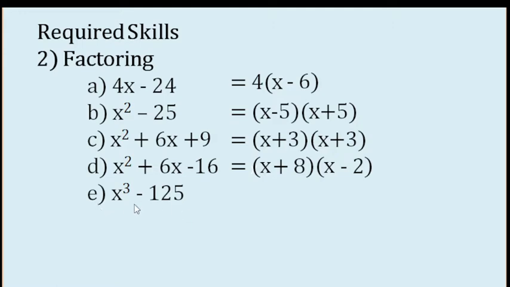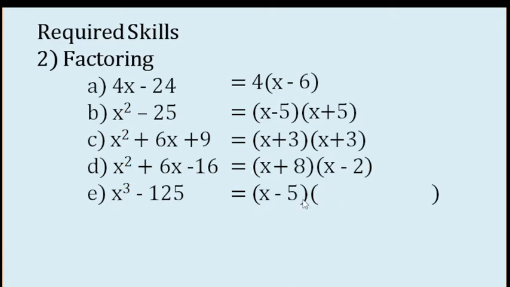Now the last type here is factoring the difference of two cubes. You have two cubes here, x cubed and minus 125. 125 is also a perfect cube. So there are actually two factors here, one binomial and one trinomial. Where do we get the binomial factor? The binomial factor is the cube root of x cubed minus the cube root of 125. So it's going to be x minus 5.